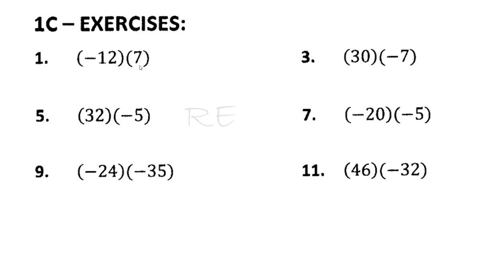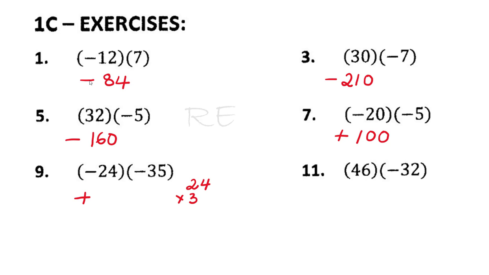A negative times a positive is negative. So it's negative 84. A positive by a negative is a negative. So it's negative 210. Positive by a negative is a negative. So it's negative 160. A negative times a negative is a positive, positive 100. A negative times a negative is positive.